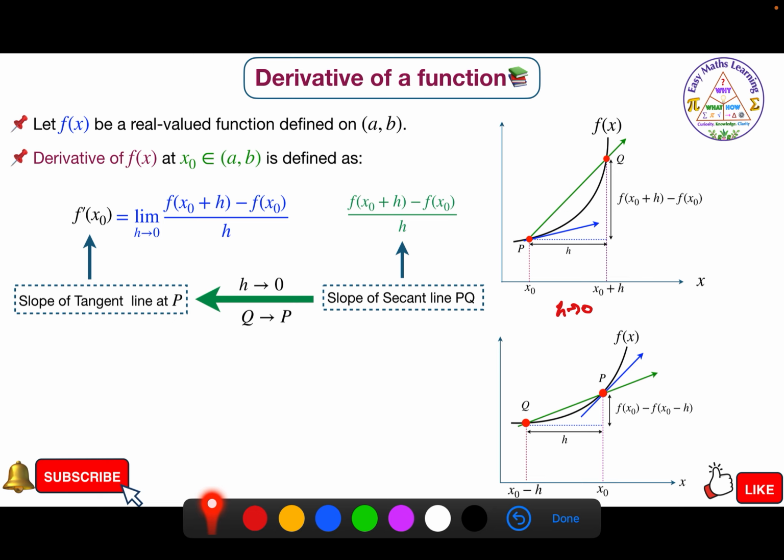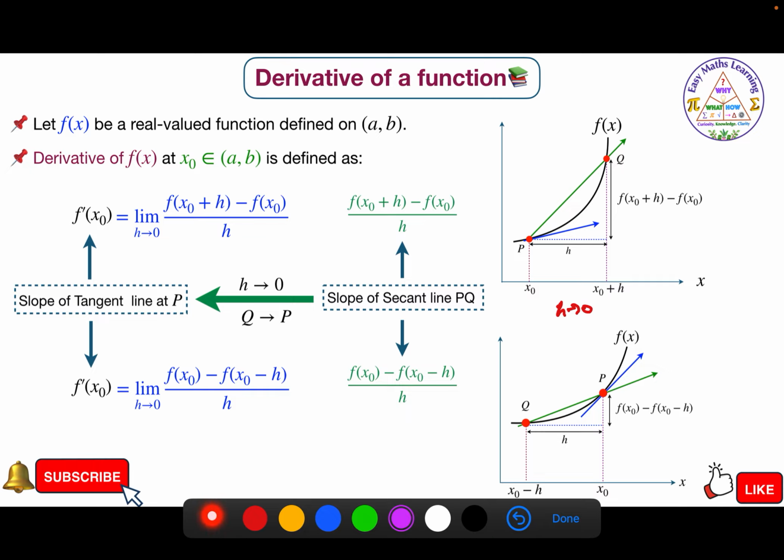Now we can also approach point P from the left side, means take a nearby point x naught minus h, which is behind P. Means we consider Q behind P, and Q corresponds to x naught minus h. In this case, the slope of the secant line PQ will be vertical change, means change in function values, this is f of x naught minus f of x naught minus h, divided by horizontal change, which is again h. So this is the slope of secant line PQ.